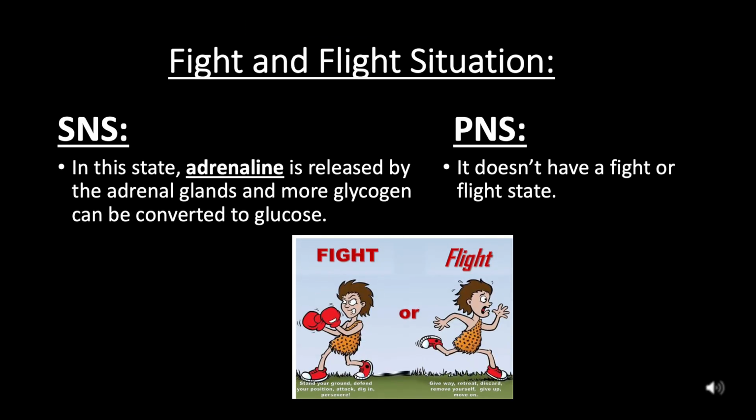Fight or flight situation difference between the sympathetic and parasympathetic nervous system. Sympathetic nervous system: in this state, adrenaline is released by the adrenal glands and more glycogen can be converted to glucose. And parasympathetic nervous system: it doesn't have a fight or flight state.